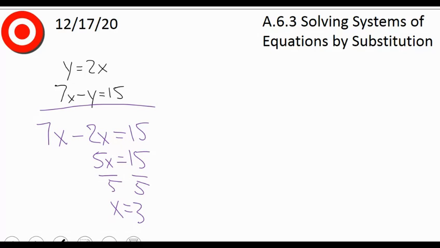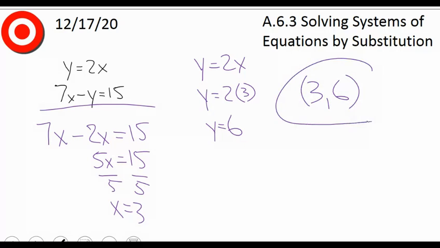So I can plug it back into either equation. The first one definitely looks easier, y equals 2x. So in place of the x, I can put a 3, so y equals 2 times 3, so y equals 6. And I'm done. I've got my solution. It is (3, 6). My x coordinate is 3, and my y coordinate is 6. So that's the substitution method. So let's look at another.